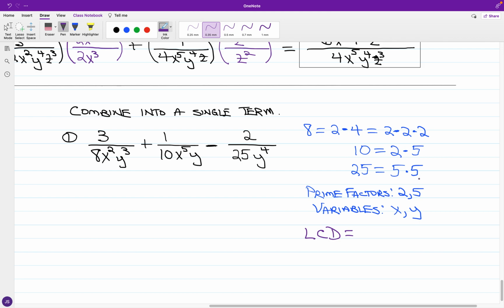looking at, in the case of 2, the greatest number of appearances from any one of these 3 factorizations. Notice with 25, there's not a 2 that appears. 10, it appears once. And from 8, it appears 3 times. So the least common denominator, again, is going to involve 3 2's.